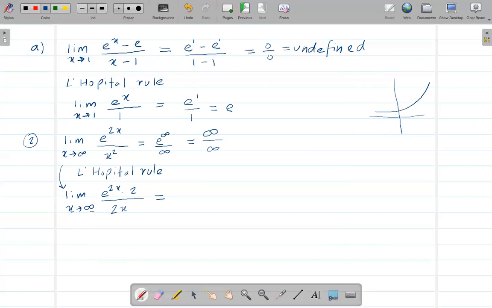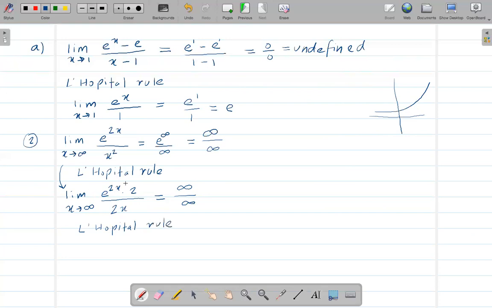Now if x goes to infinity, on the top we have e to the power 2 times infinity, which will still be infinity. This 2 will not make any difference. It will still be infinity on the top. And also on the bottom, we have 2 times infinity, which is still infinity. So we got infinity over infinity here. We use L'Hopital's rule. Again, we got infinity over infinity, so in this case we are going to continue using L'Hopital's rule one more time.